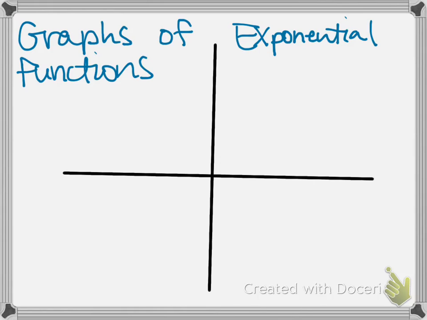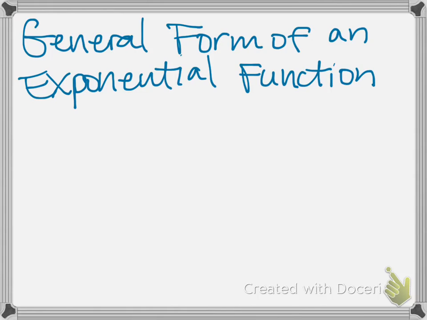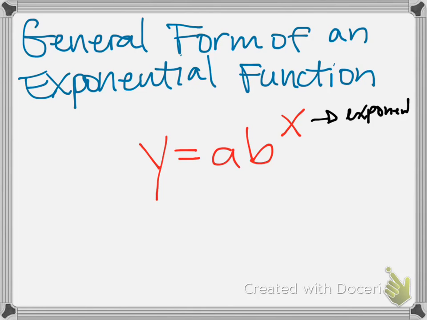So let's talk a little bit about what the graph of an exponential function would look like. Let's actually talk about this slide first. Let's talk about the equation, then we'll talk about what the graph looks like. The general form for an exponential function is y equals a times b to the x power. So let's talk a little bit about the different pieces of this. Of course, x is up here in the exponent, and the fact that your independent variable is in the exponent is what makes this function an exponential function.